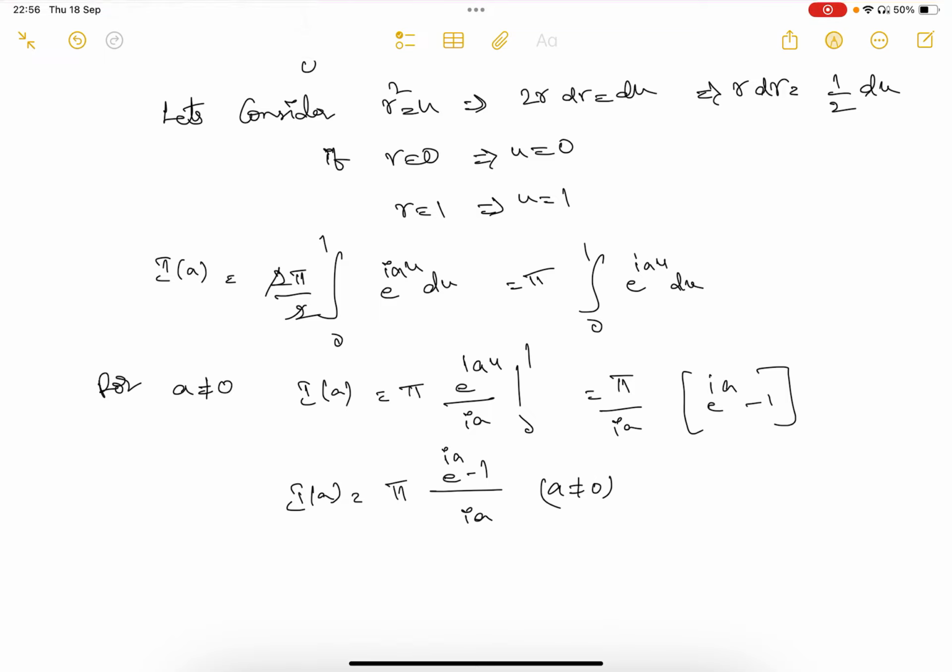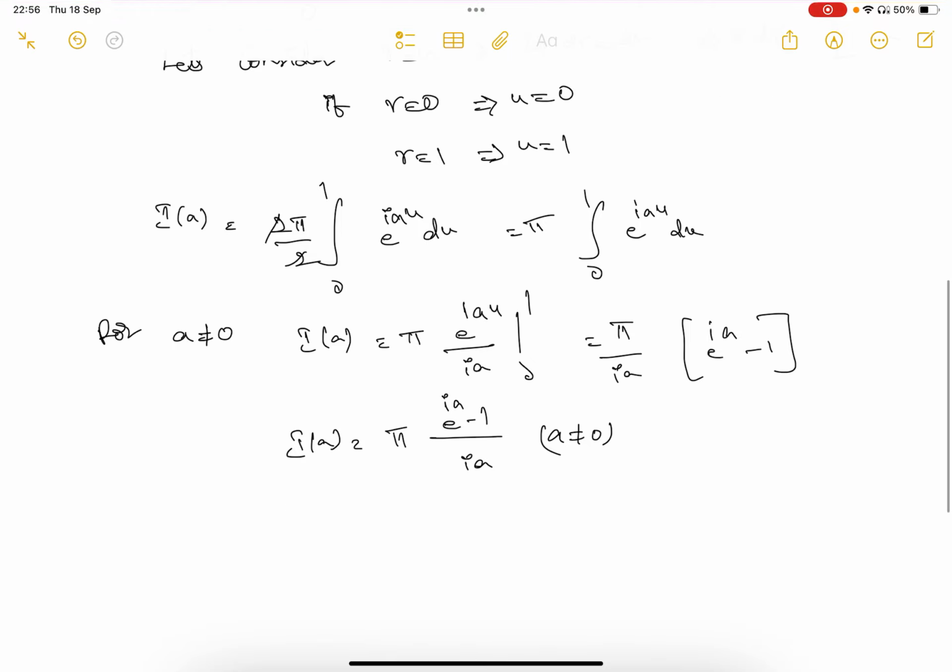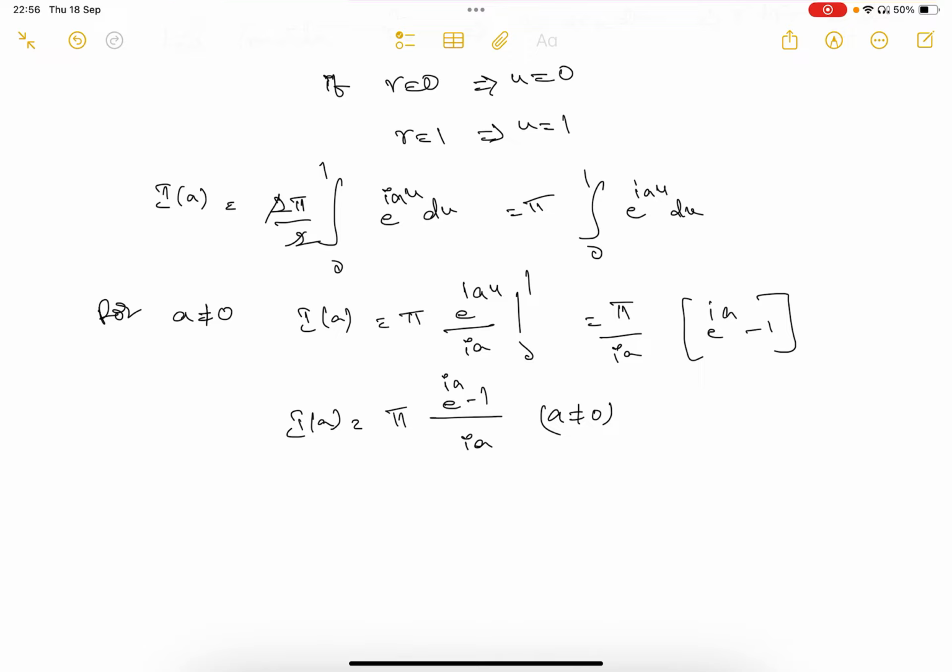As you can see here, if a equal to 0, it will be e power 0 minus 1, which is 0. Then ultimately there is ia in the denominator. When a equal to 0, it will be 0 by 0. It is undetermined, right? For this case, a not equal to 0, this will be the case. What happens for the a equal to 0 case? That is, which was asked in the second question: limit a tends to 0.